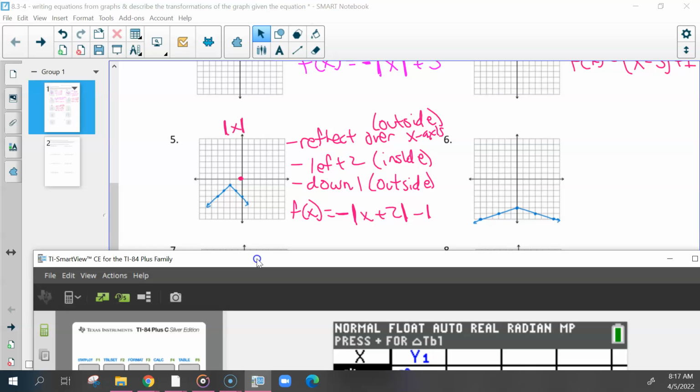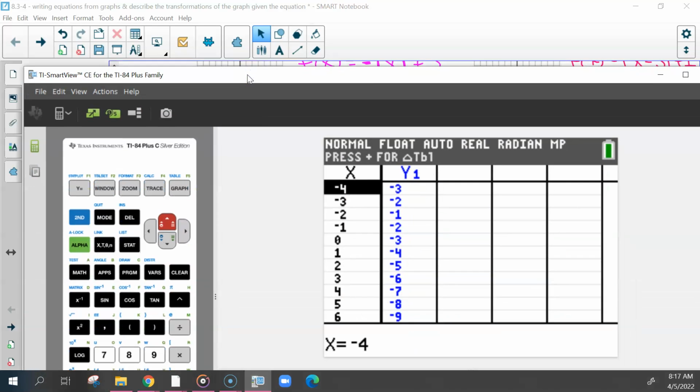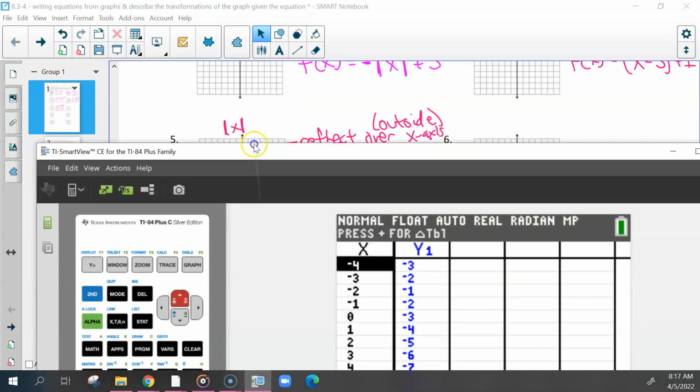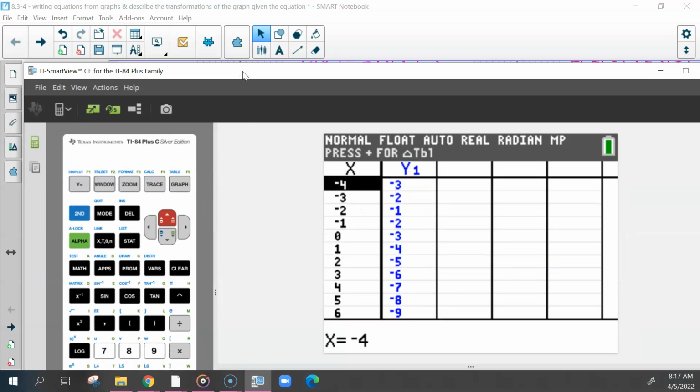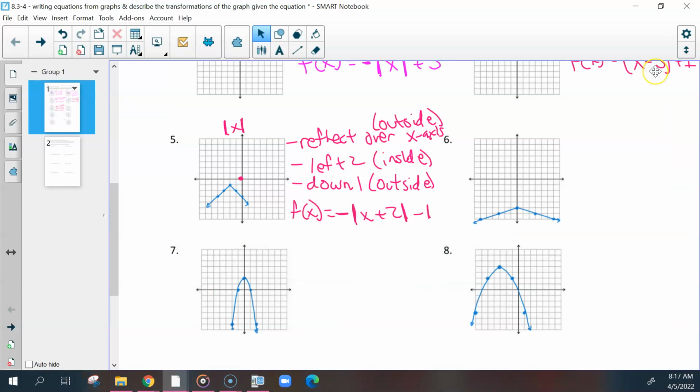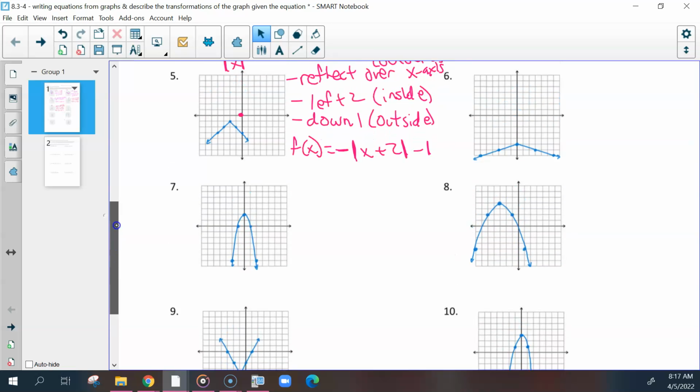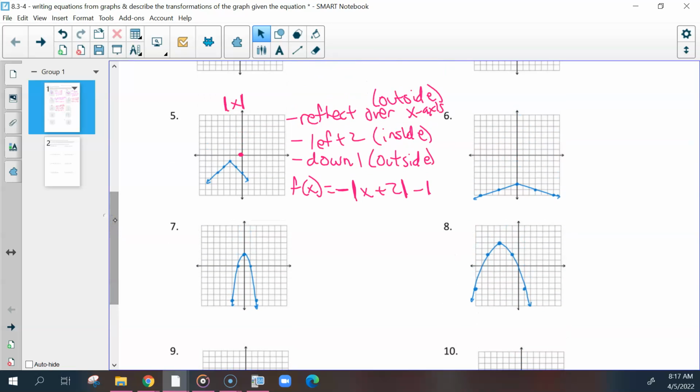Matches, and then going the other way, -1, -2, 0, -3. That is a really good way to check yourself, especially if you're not sure. We're actually going to stop there. So we will continue the rest of these tomorrow, and then you'll have time to practice these tomorrow as well.